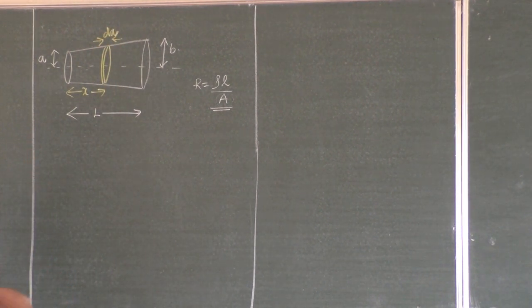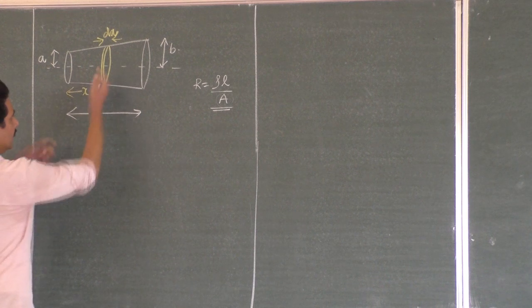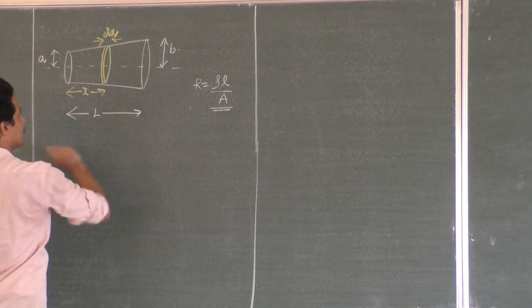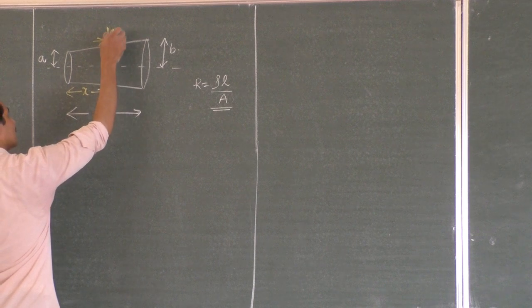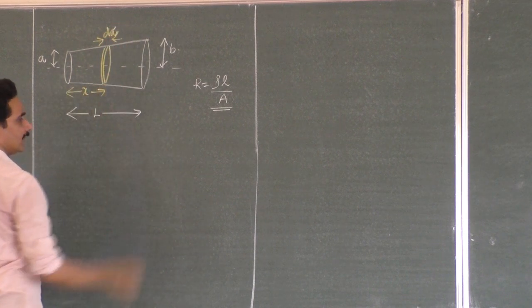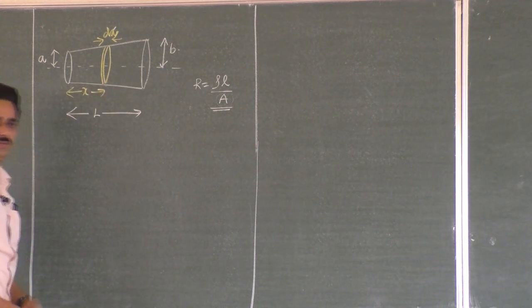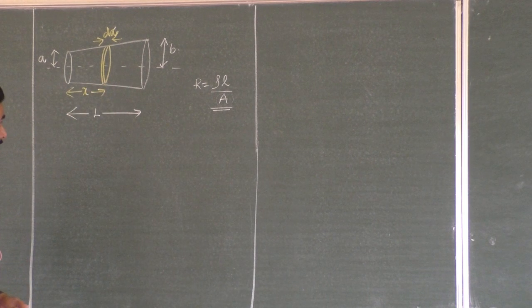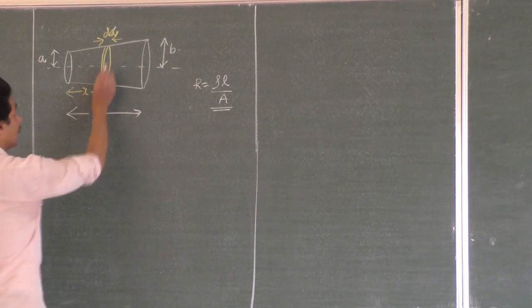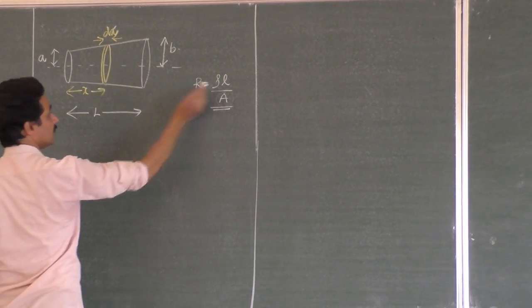So imagine a small cylindrical or chip shaped piece of thickness dx, situated at a distance x from one end. What is the resistance of this? First of all, we will calculate. If you want to know the resistance of this, you know the thickness of this. Resistivity of this is rho.